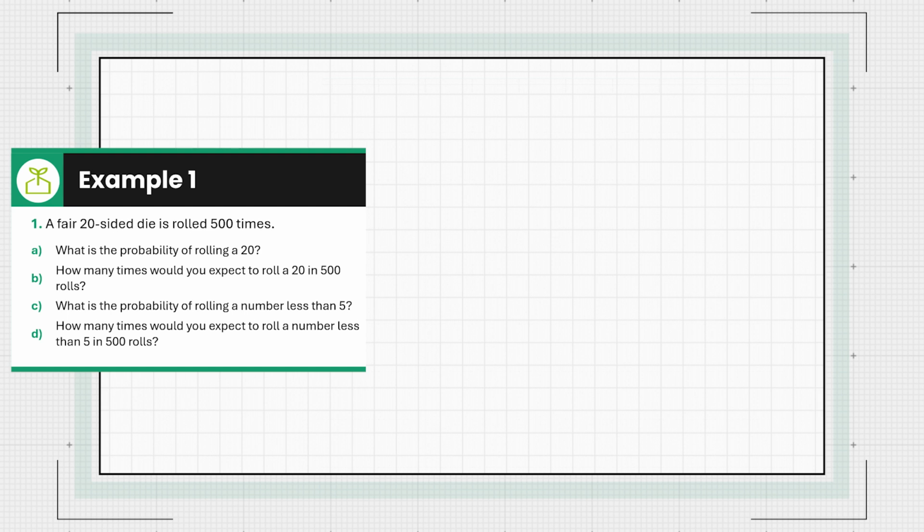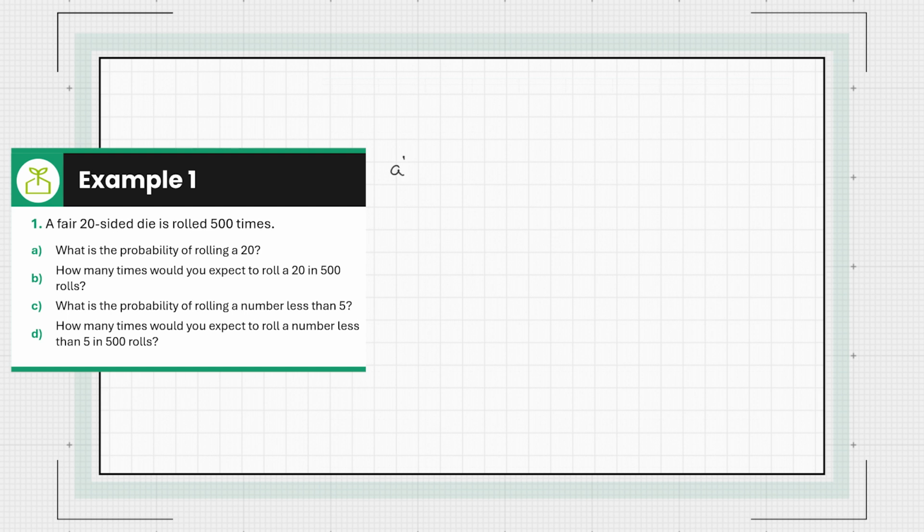A fair die or a fair coin or a fair anything means that every single outcome has an even chance of occurring. So if I were to flip a fair coin, it would have a 50% chance of being heads and a 50% chance of being tails. If it was not fair, then those percentages would be different. So we have a fair 20-sided die rolled 500 times.